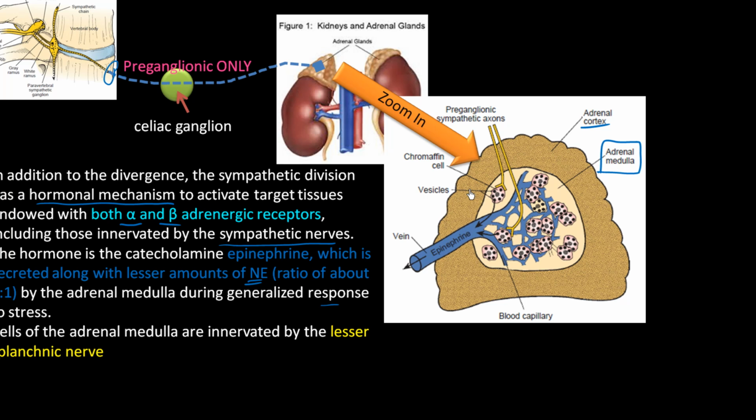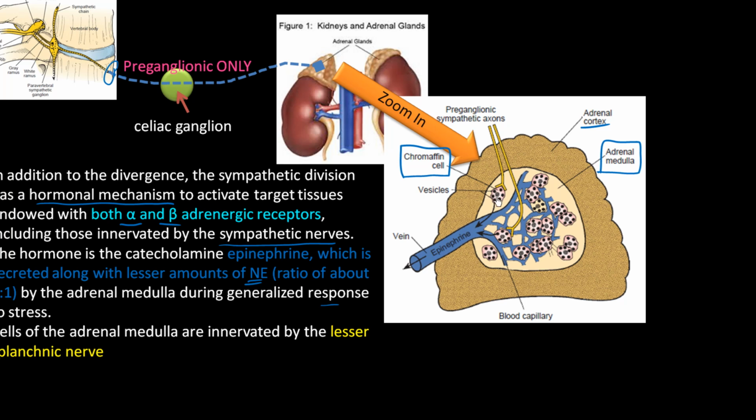And inside the adrenal medulla, you have chromaffin cells. Okay, and so the chromaffin cells, what they do is they get innervated by the preganglionic sympathetic axons. Okay, and this is the preganglionic. So in this case, there is no postganglionic. There's just preganglionic sympathetic axons. They innervate these chromaffin cells.